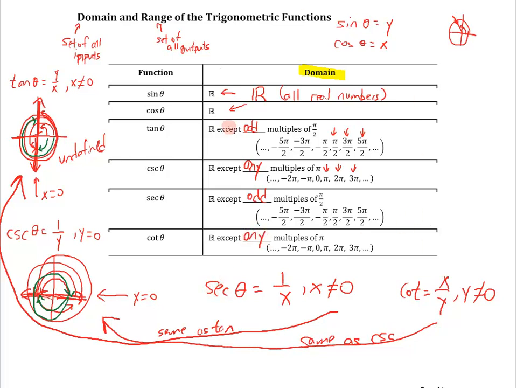So this tells us what values we can plug into our functions. We'll revisit this in a later lecture when we come back and look at the graphs of these functions. You'll see graphs of these functions do not have a point defined at any of these exceptions or restricted points.